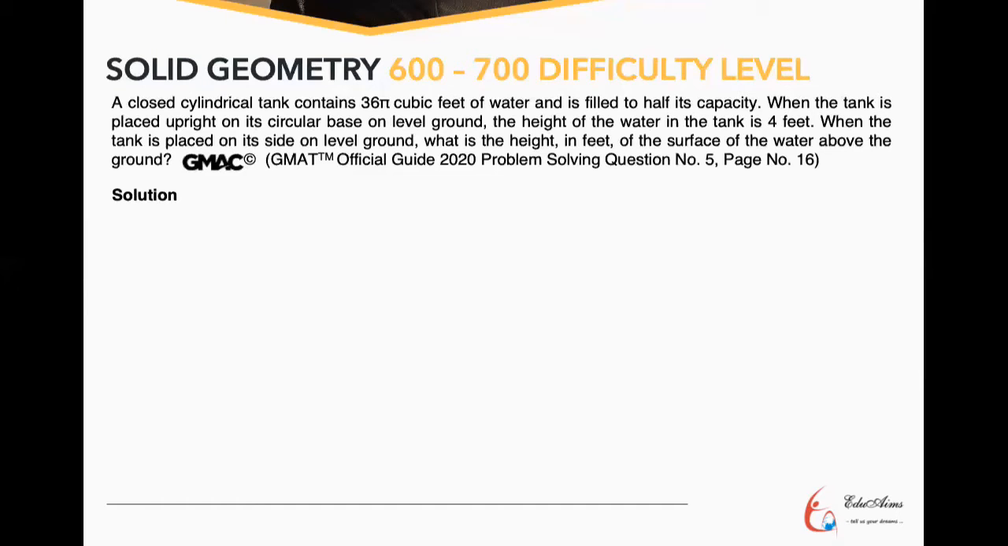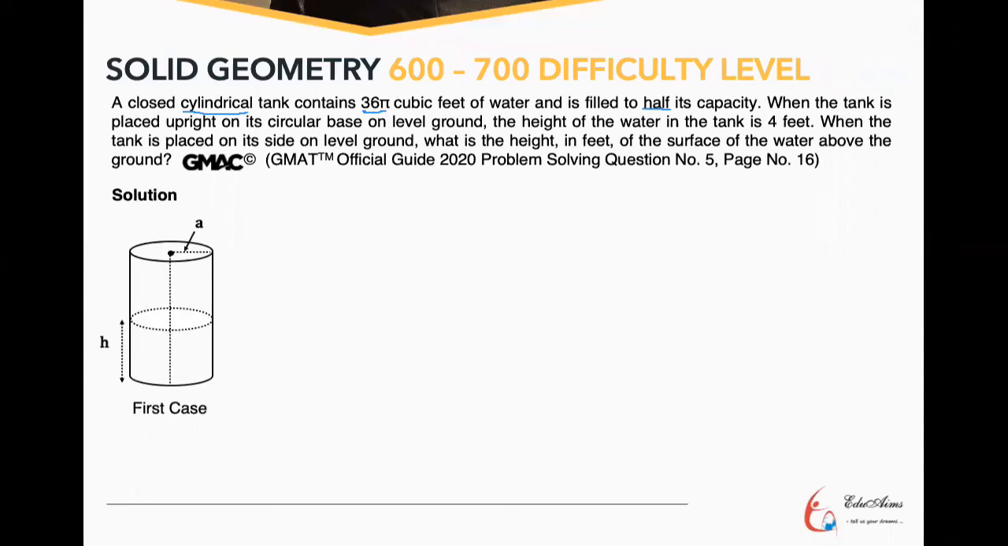So let's see what information is given to us in this particular case. We have a cylindrical tank which contains 36 pi cubic feet of water, and it is filled to half its capacity. So remember, this will be an important piece of information which we'll use to solve this problem. When the tank is placed on its circular base on level ground, the height of the water in the tank is 4 feet. So let's go ahead and see how the diagram will look when the cylindrical tank is placed on its circular base.